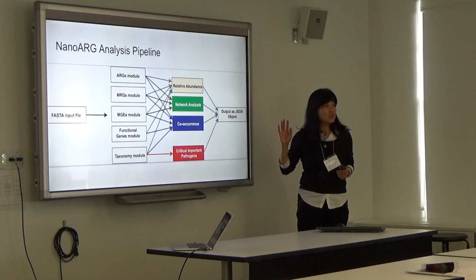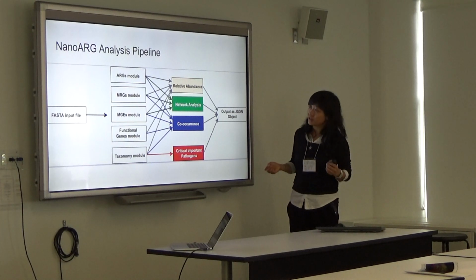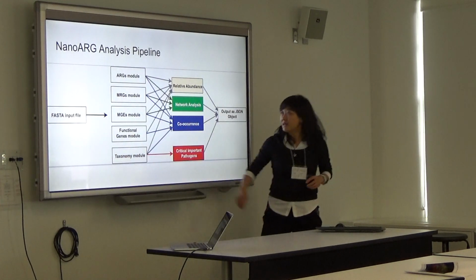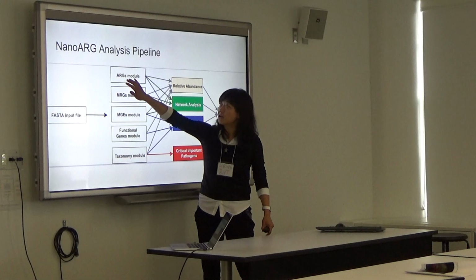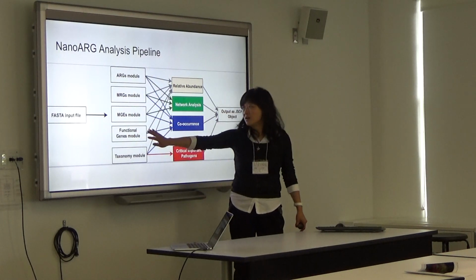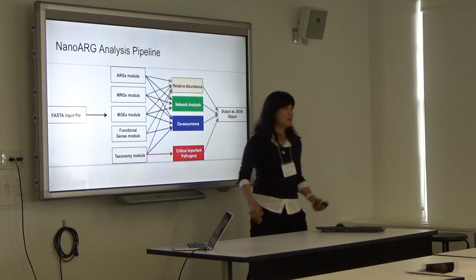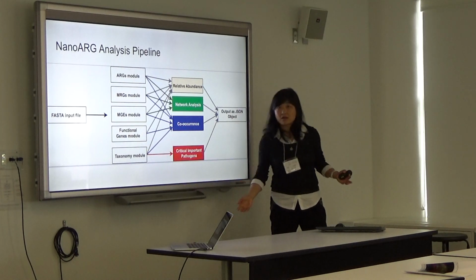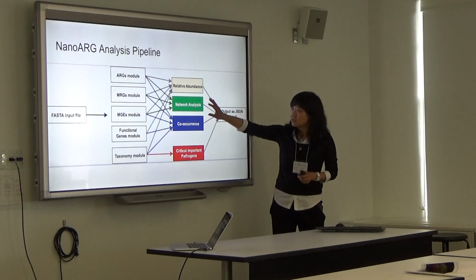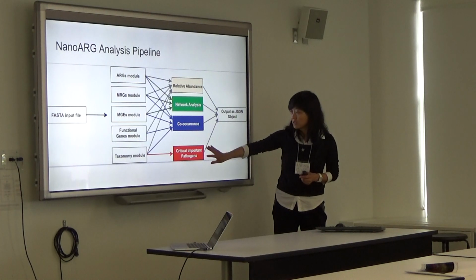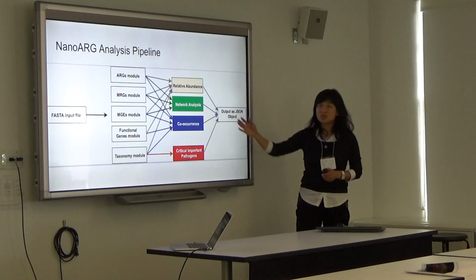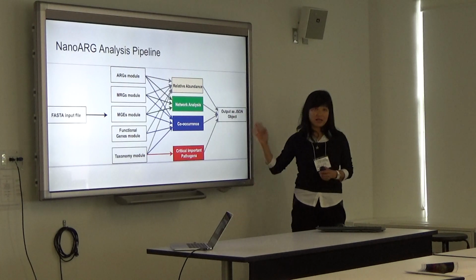So these are the things that you can get from our system, NanoARG. All you need is to input your sequence file. And then we have these modules analyzing ARGs, metal resistance genes, mobile genetic elements, functional genes, and finally taxonomy. So what kind of bacteria are there? Also abundance, network analysis, co-occurrence, and critically important pathogens. So we can tell you all about it, hopefully, okay?